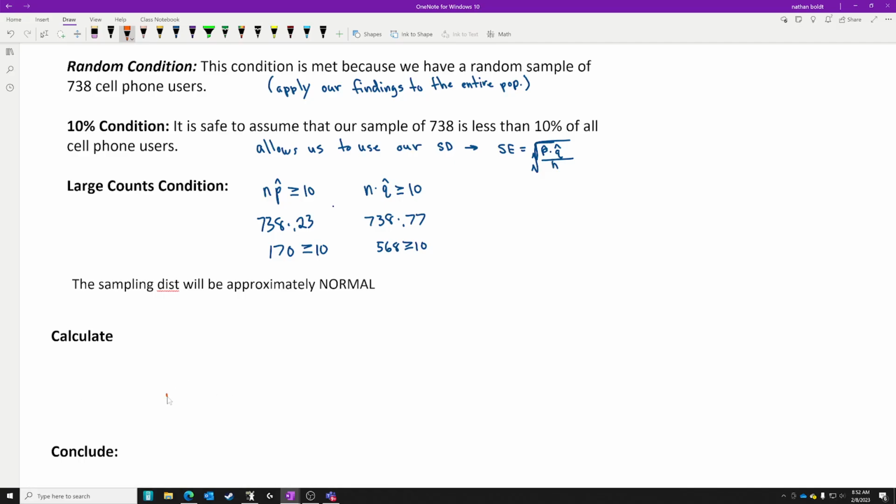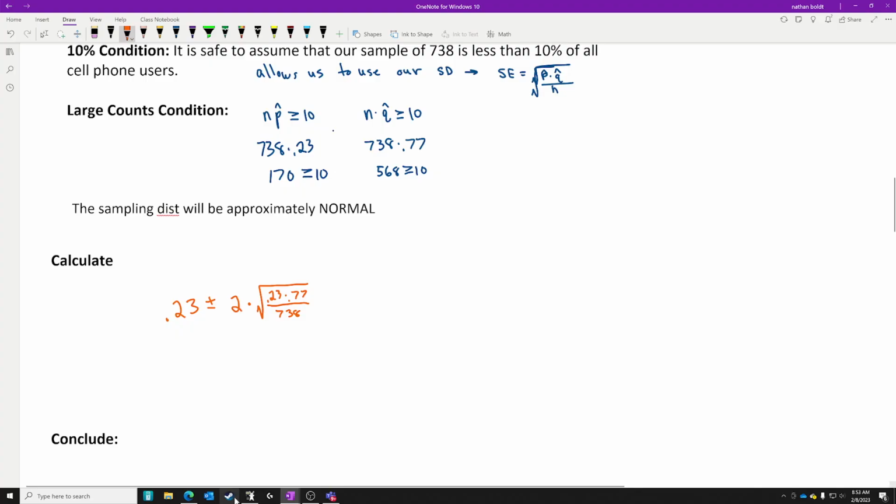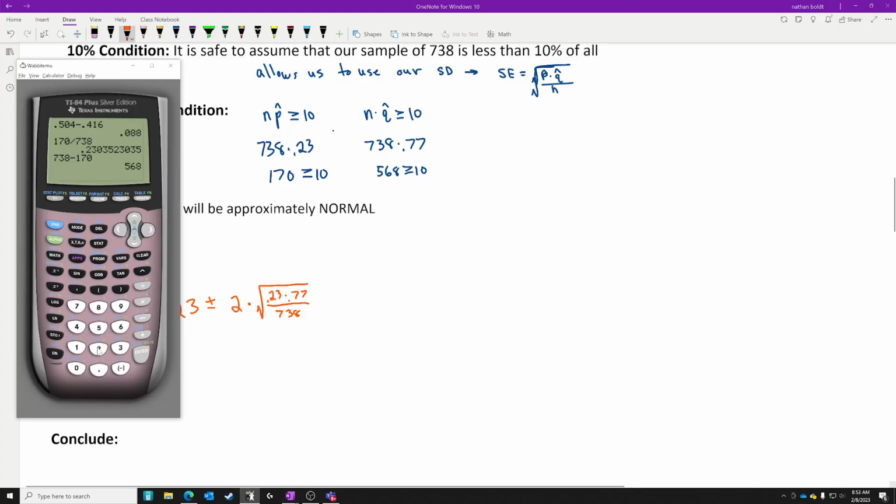It is 0.23 plus or minus. All right, they were doing a 95% confidence interval, right? So 2 times our standard deviation, which is 0.23 times 0.77 divided by 738. So here is our confidence interval. Let's do a little bit of that math.